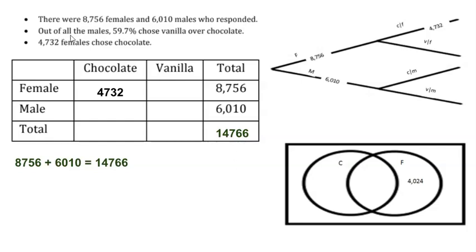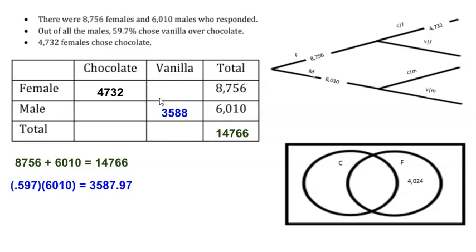Next, let's look at this second bullet point here. Out of the males, 59.7% chose vanilla over chocolate. Well, we know how many total males there are, so all we need to do is find 59.7% of 6,010, which is 3,589.97, and we'll just round that to 3,588.